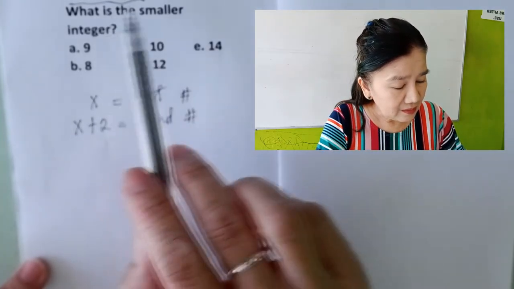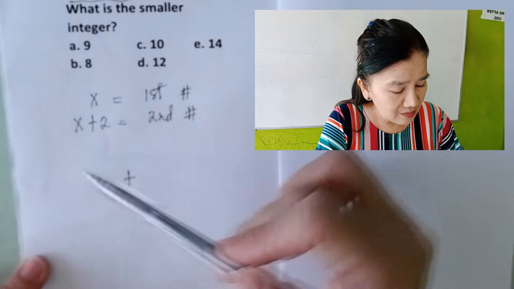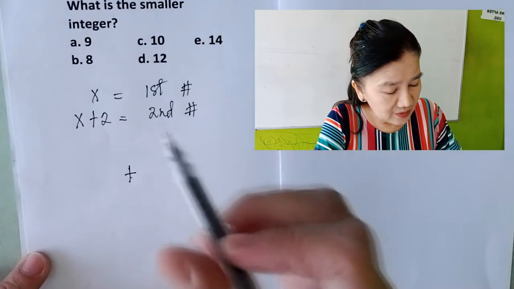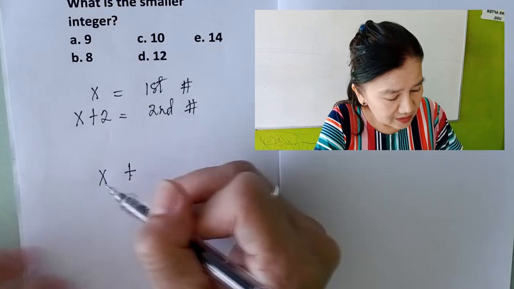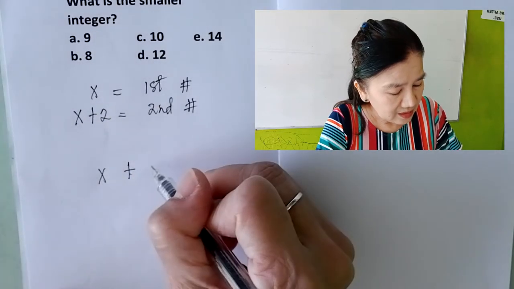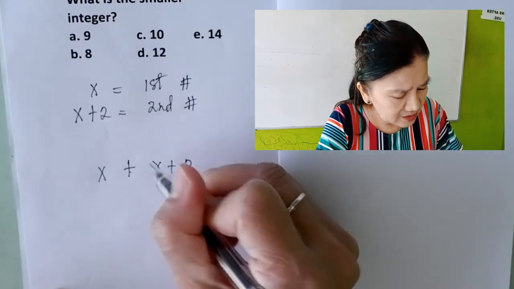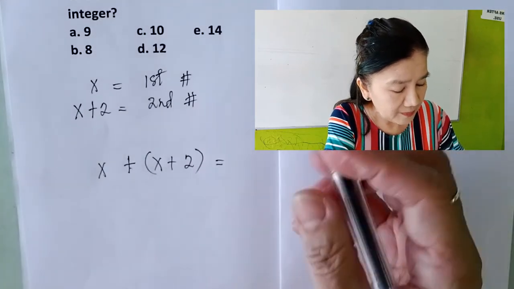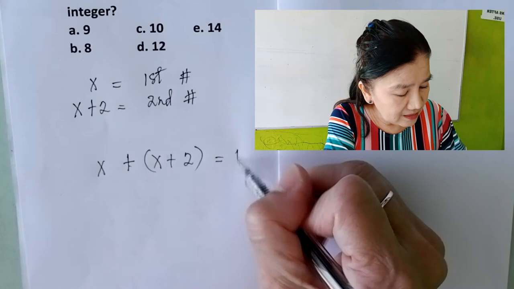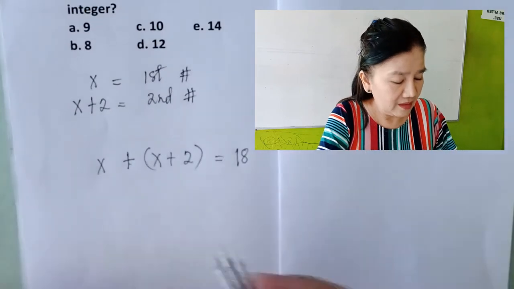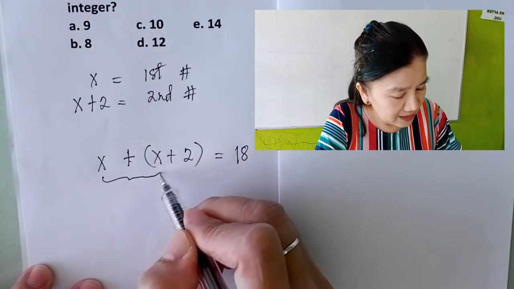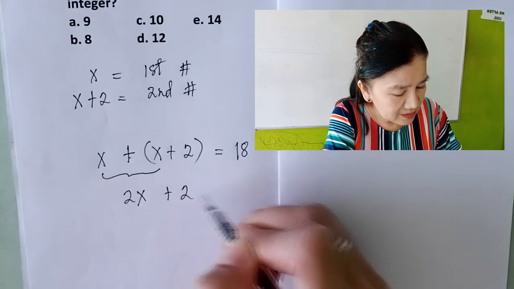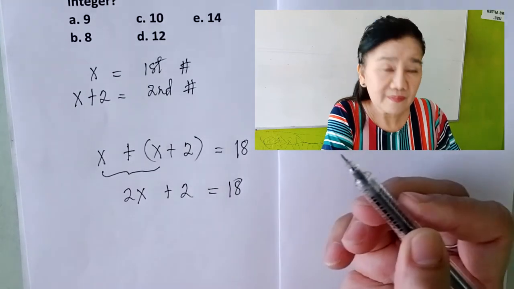Then, how do you do this? The sum, so you have to add. Of the two consecutive even integers, you have to add the first, X here, and X plus 2. Others put a parenthesis, that's alright, with or without. Is 18. Now, you have to add these two. That gives you 2x plus 2 equals 18.